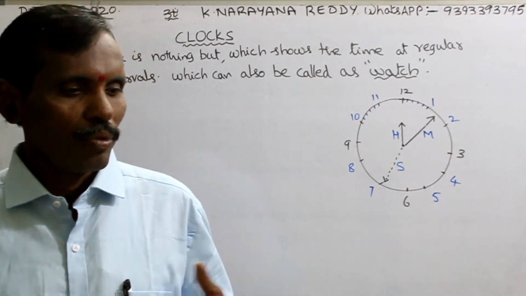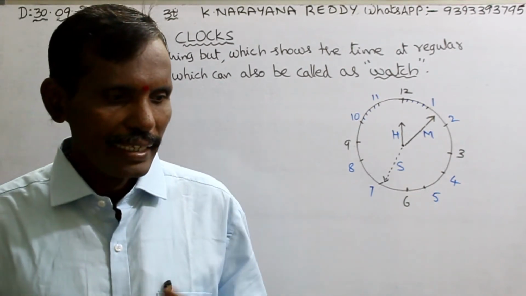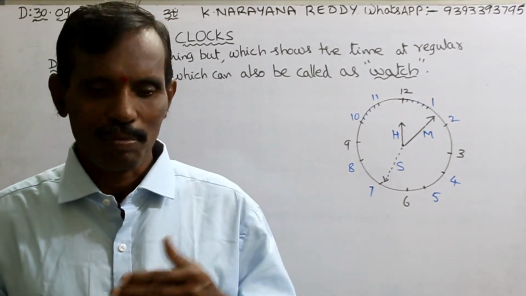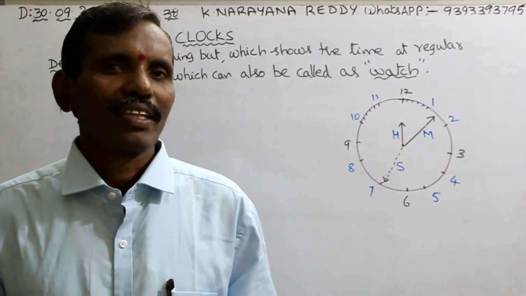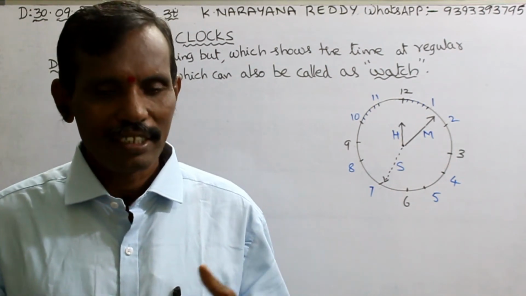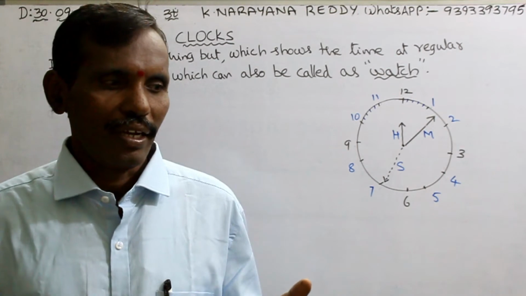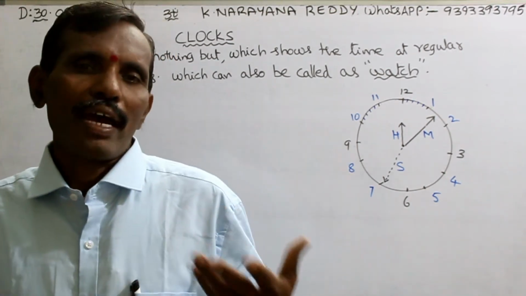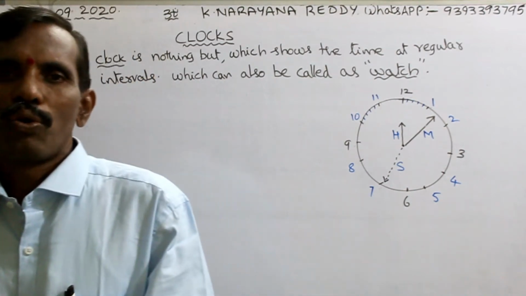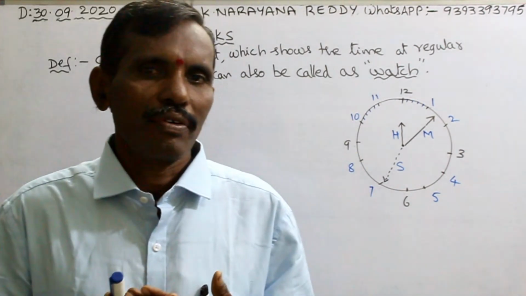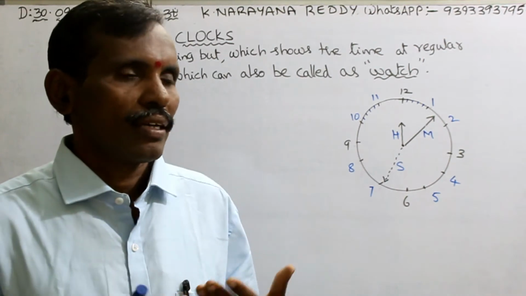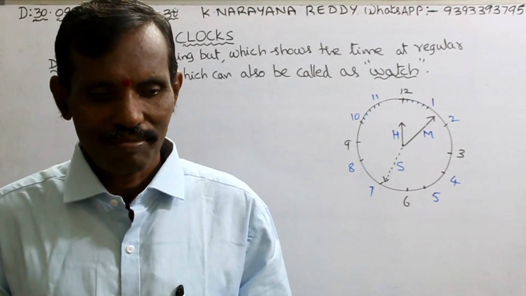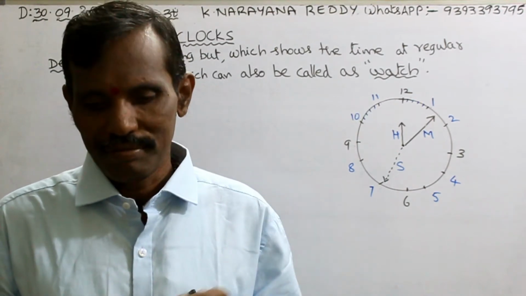Because in human life, at each and every part, a clock or watch is important. Without a clock, there is a problem identifying the time, what is happening now, what happened before. These are the problems we face in nature. That is why we want a clock for identifying time.